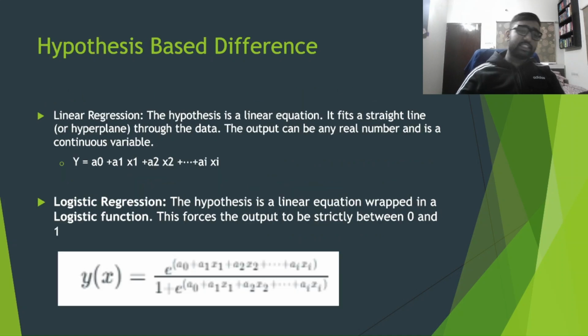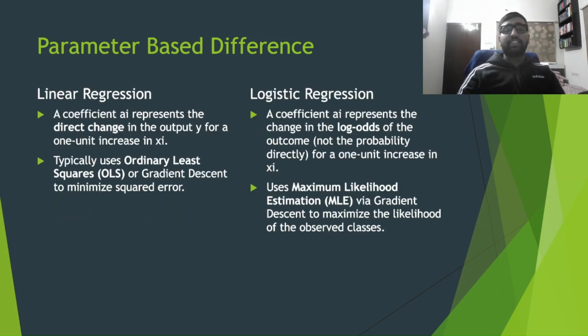So here in this equation, if I increase the value of x by 1 unit, the coefficient a would show the change in y. Similarly, it is used in logistic regression, but in logistic regression, it represents the change in log odds of the outcome for a 1 unit increase in x.